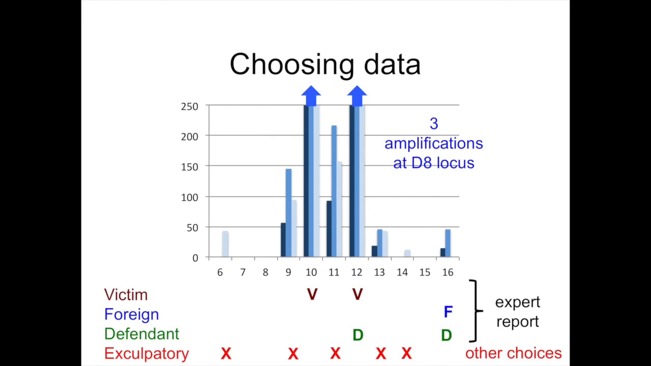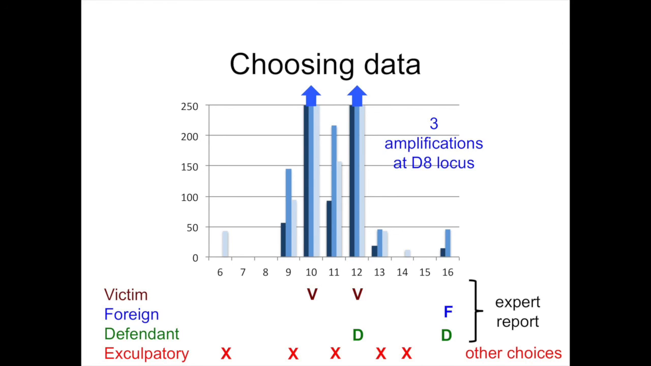Here is the STR data from 3 PCR amplifications done at locus D8. The x-axis shows allele size, while the y-axis shows peak height. The 3 amplifications are colored in different shades of blue. What allele data was chosen as input for the software? How do those subjective choices affect the match statistic?